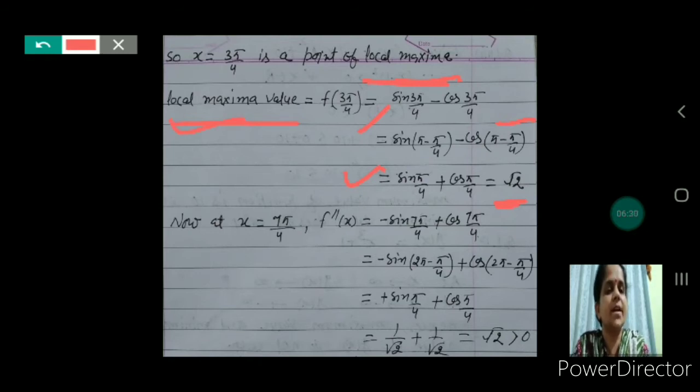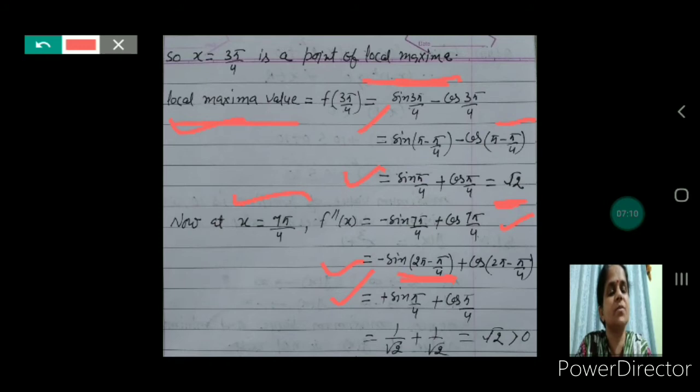And now next, at x is equal to 7 pi by 4, first substitute the value in f double dash x. Okay, it is minus sine 7 pi by 4 plus cos 7 pi by 4. 7 pi by 4 you can break as 2 pi minus pi by 4. Same in cos, 2 pi minus pi by 4. 2 pi minus theta is the fourth quadrant and sine is negative, that's why here it is minus sine pi by 4, and cos is positive, so it remains as it is, plus cos pi by 4.